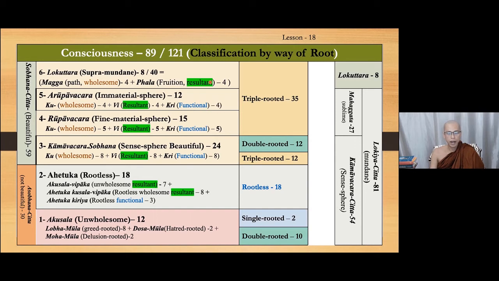And the other higher states of consciousness, the 5 material sphere, immaterial sphere, and supramundane, all together, the Mahaggata and Lokuttara 35 are all triple rooted consciousness. Then the triple rooted consciousness, 35 and 12, become 47. They are called the 47 nana sampayutta. When the nana arises at the moment, you may remember the other 2.